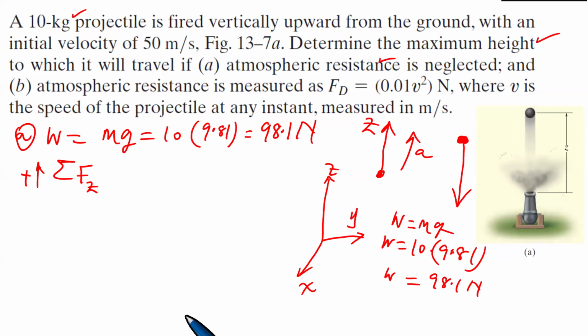what then is the meaning of all this here? The meaning of all this is really saying, what would the sum of the forces be? By Newton's second law, it will be mass times acceleration in the z direction.